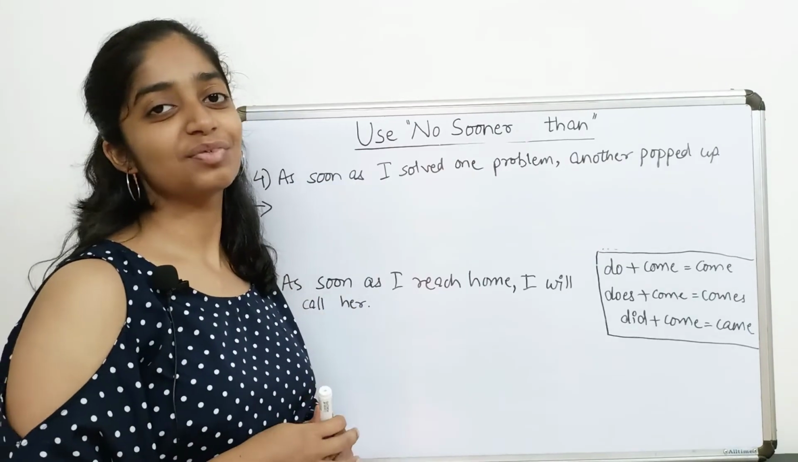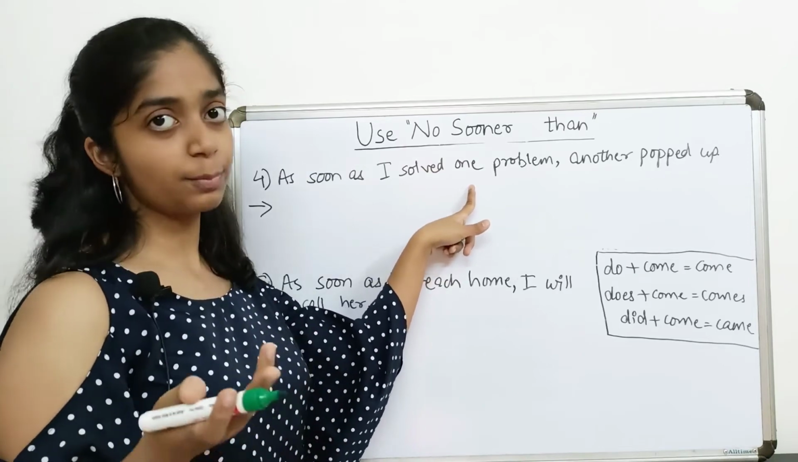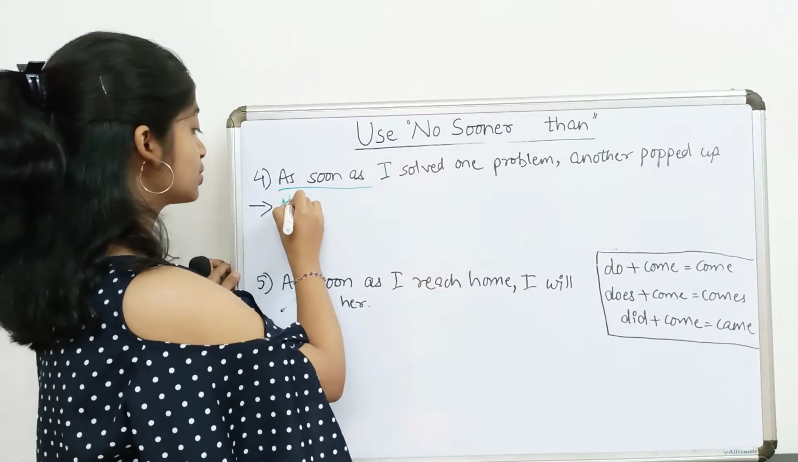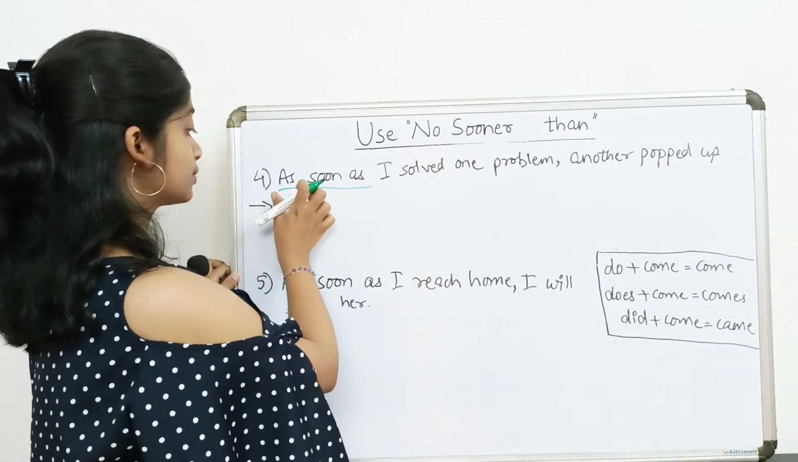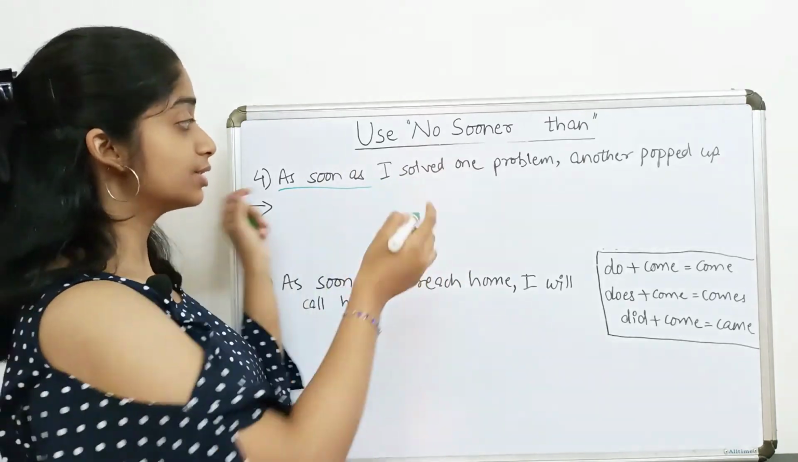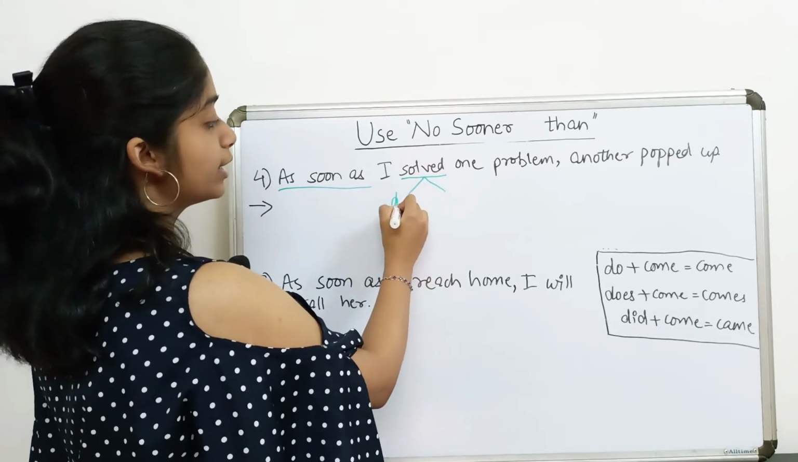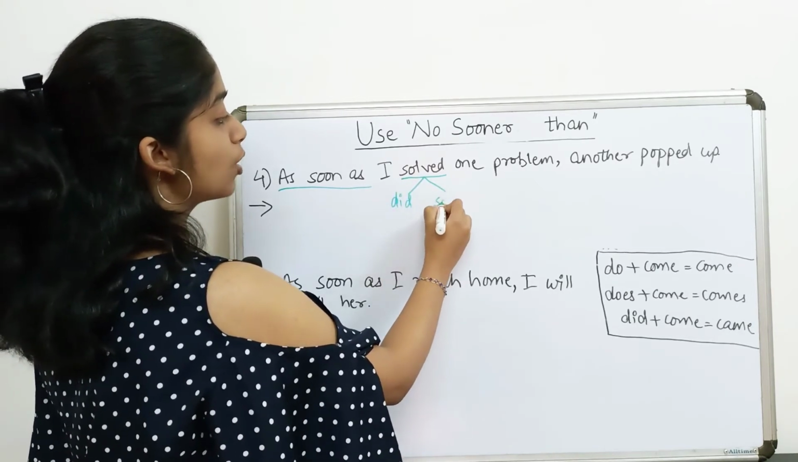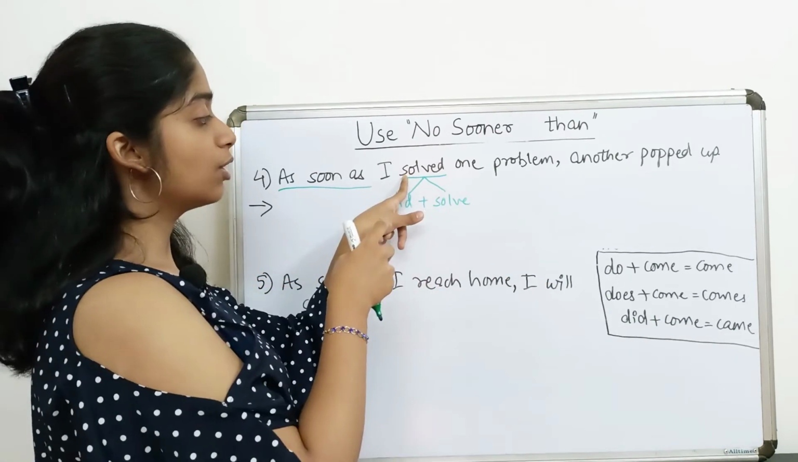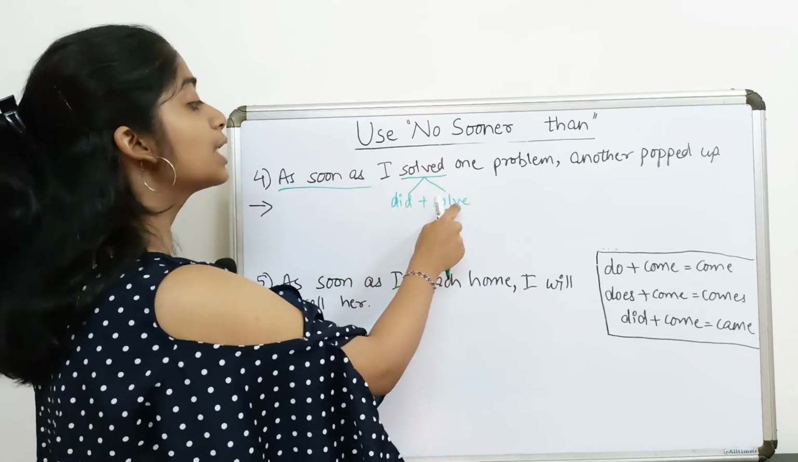The fourth sentence for this topic is, as soon as I solved one problem, another popped up. So, "as soon as" will be replaced by "no sooner". So, first of all, we are going to look at the verb in this sentence. Solved is the verb, which will be divided into two. Did plus solve. Okay, why is this so? Solved is the past tense. Therefore, we will divide it into did plus solve.